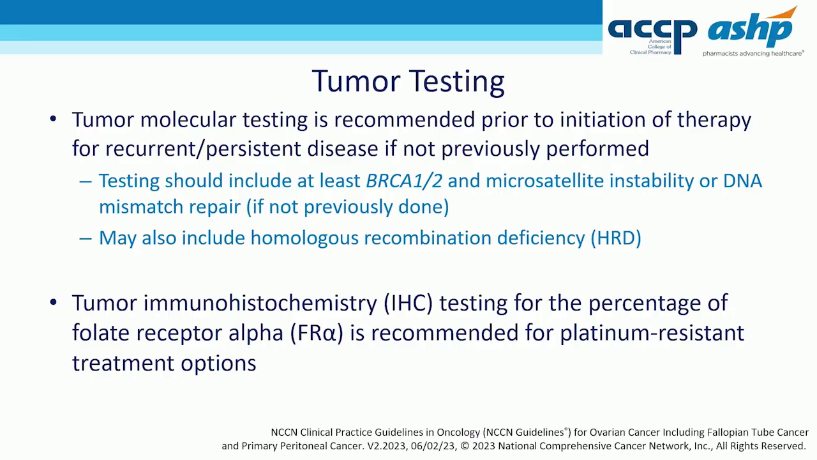And then an additional thing, oftentimes it's done at the time of recurrence, or if you wait until they're platinum resistant, either way, is doing the tumor immunohistochemistry, testing for the percentage of the folate receptor alpha. And again, this is for that new indication that we have recently of mirvetuximab. They do have to have a certain percentage of their tumor be folate receptor positive. And we'll talk about some of the details of mirvetuximab a little bit later. But at this point in time, it's oftentimes when people will jump to going ahead and doing this testing, knowing that at some point in time the patient probably will become platinum resistant once they have a recurrence.